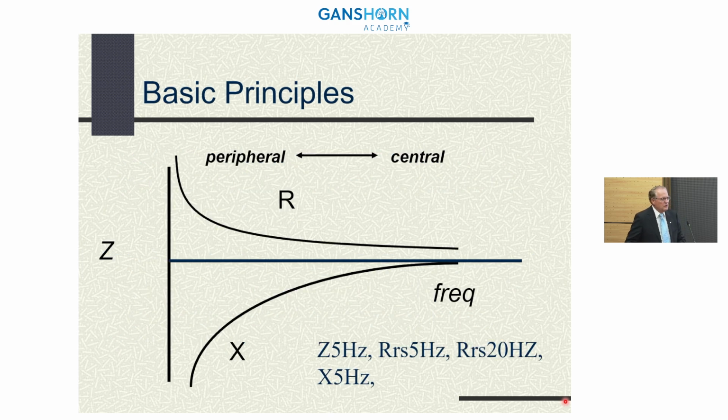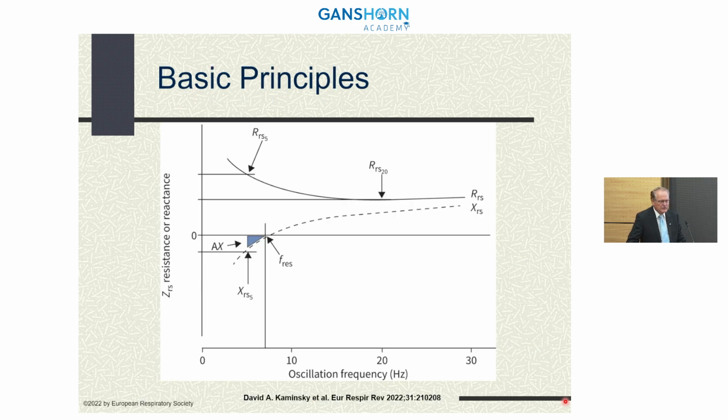So if we look at the data that comes from an oscillometer, we have impedance represented, or the sum, and then we have resistance and reactance that is frequency dependent. So depending on the frequency that the oscillometer is going to use, it may describe what's happening in the peripheral airways, or it may describe what is happening in the central airways.